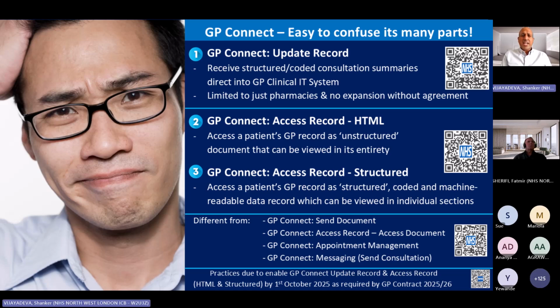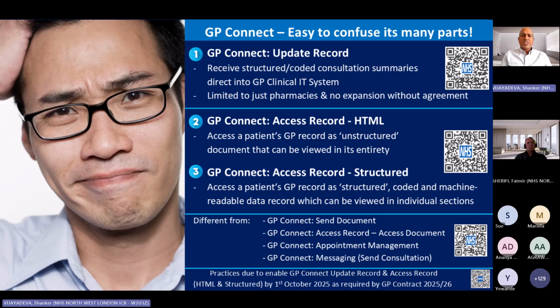The first thing is GP Connect Update Record. Let's be really clear. This is when you, as a GP practice, can receive structured coded consultation summaries directly into your GP clinical system. And to be even clearer, this is just limited to community pharmacies. It cannot be expanded beyond that role without agreement with stakeholders. So that's GP Connect Update Record.